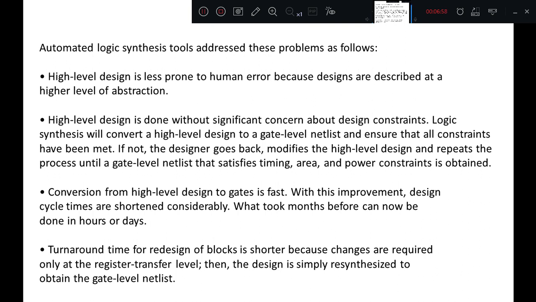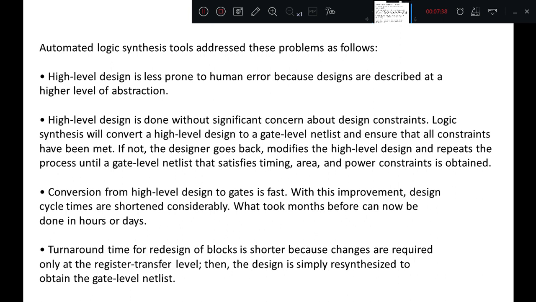High level design is less prone to human error because designs are described at a higher level of abstraction. High level design is done without significant concern about design constraints. Logic synthesis will convert a high level design to a gate level netlist and ensure that all constraints have been met. If not, the designer goes back, modifies the high level design and repeats the process until a gate level netlist that satisfies timing, area and power constraints is obtained.